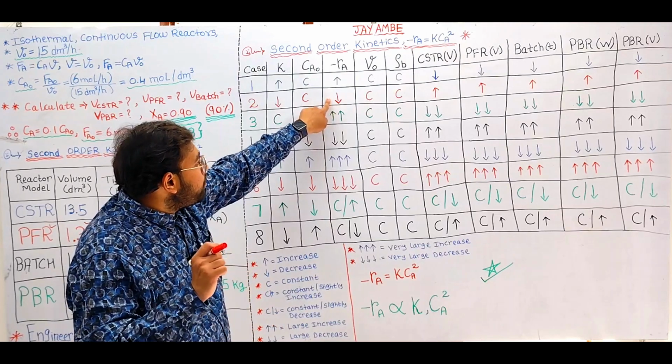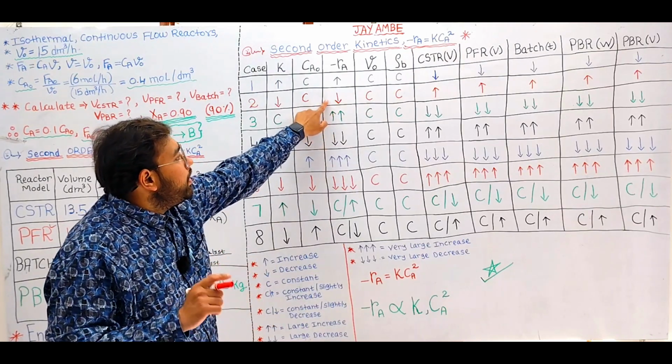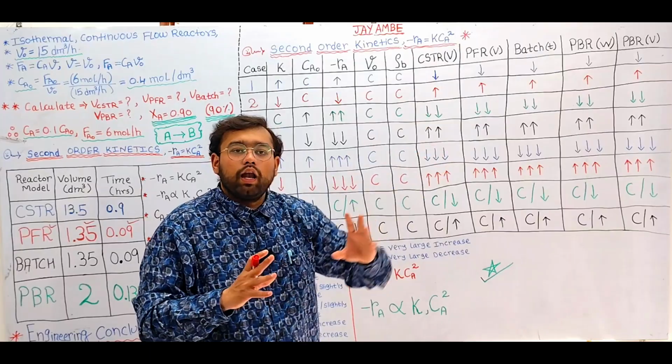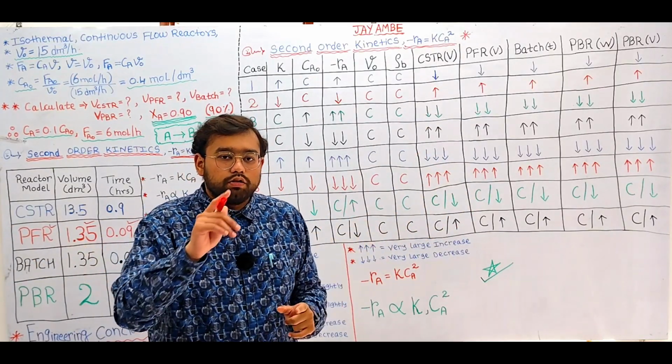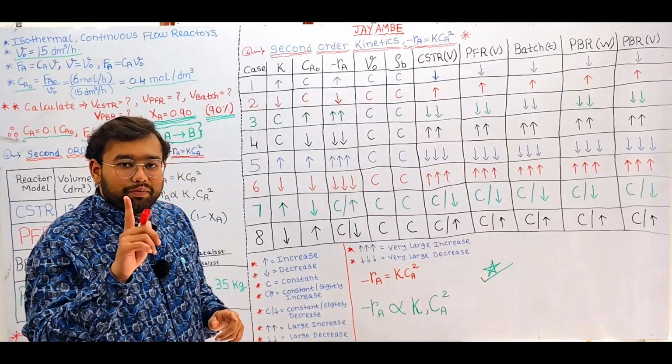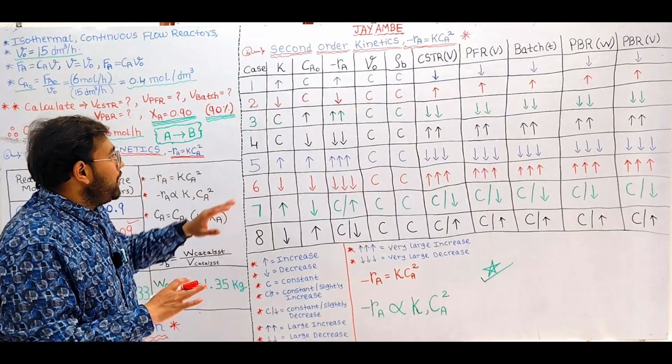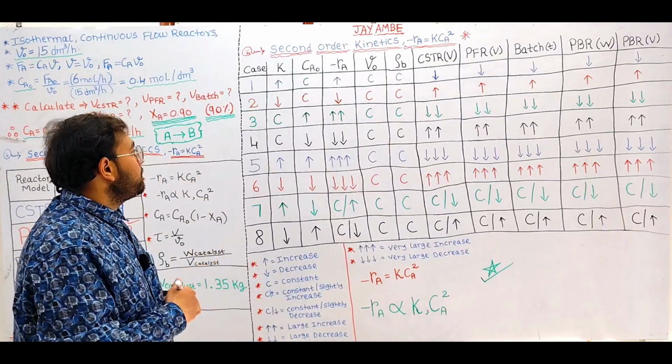So due to the decrease in the speed of the reaction, we will require a larger reactor volume, a larger reaction time, and a larger weight of the catalyst in order to achieve the same desired conversion. Okay, I hope you have understood, right? So here we have completed the understanding of the second case.